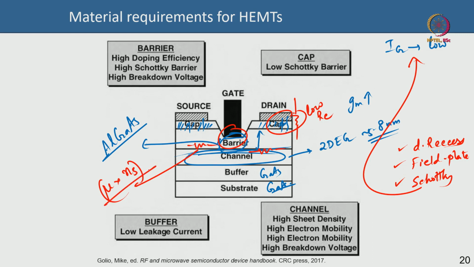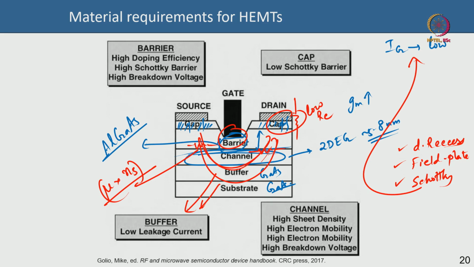Your mobility and 2D electron gas density both should be as high as possible, so that your excess resistances are minimized. Whenever you turn the channel off, the source and drain will connect through the buffer, so the buffer leakage should be really low. There should be as little leakage as possible through the buffer, because the moment you turn the channel off, the source and drain will try to communicate through the buffer. So your current should be suppressed, or as low as possible.